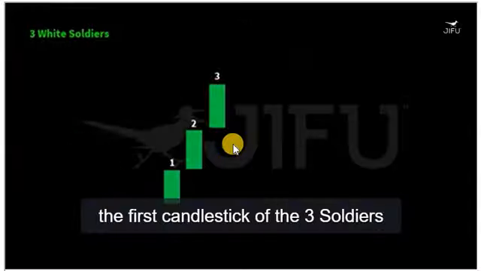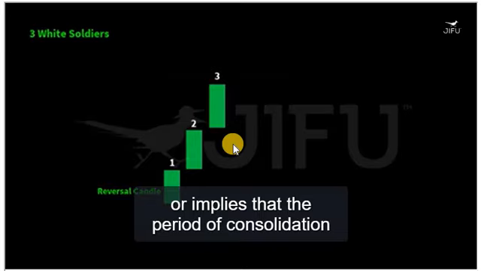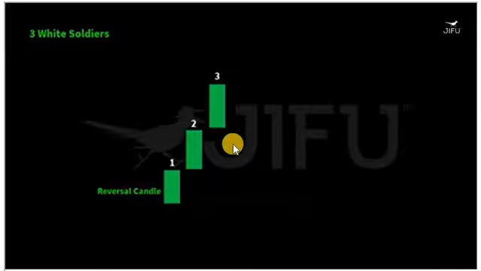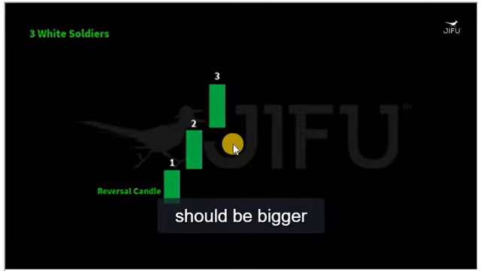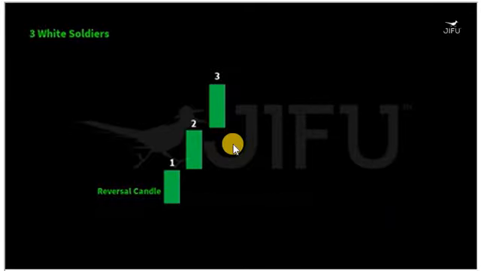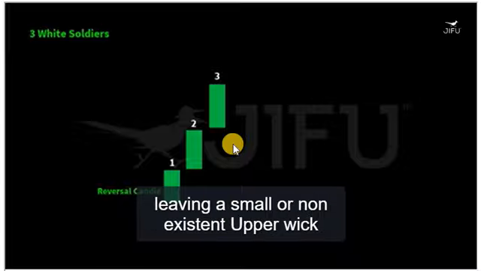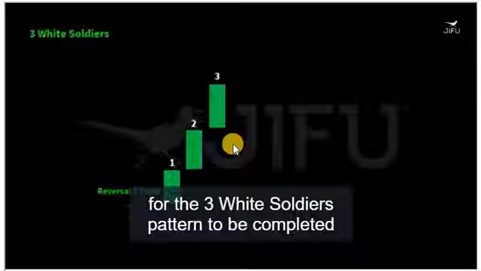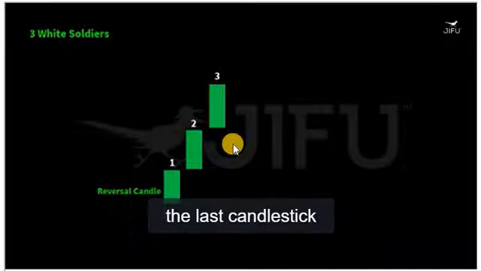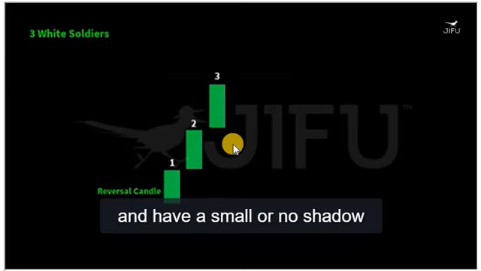The first candlestick of the 3 soldiers is called the reversal candle. It either ends the downtrend or implies that the period of consolidation that followed the downtrend is over. For the 3 white soldiers pattern to be considered valid, the second candlestick should be bigger than the previous candle's body. Also, the second candlestick should close near its high, leaving a small or non-existent upper wick. For the pattern to be completed, the last candlestick should be at least the same size as the second candle and have a small or no shadow.